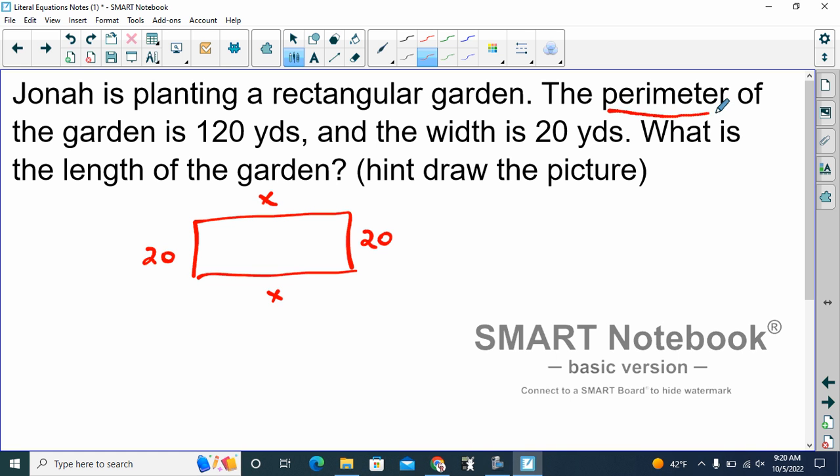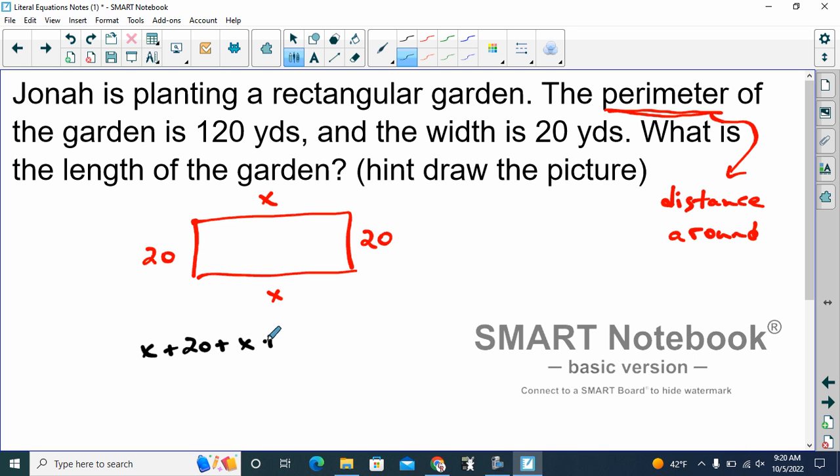Perimeter. Perimeter hopefully is a word that you're familiar with. If you're not, perimeter is the distance around the shape. So to find the distance around, we want to add up all the sides. So my formula that I'm going to be creating here is going to say x plus 20 plus x plus 20. Notice that's all the sides added up, equals the perimeter, which we said in the problem was 120.